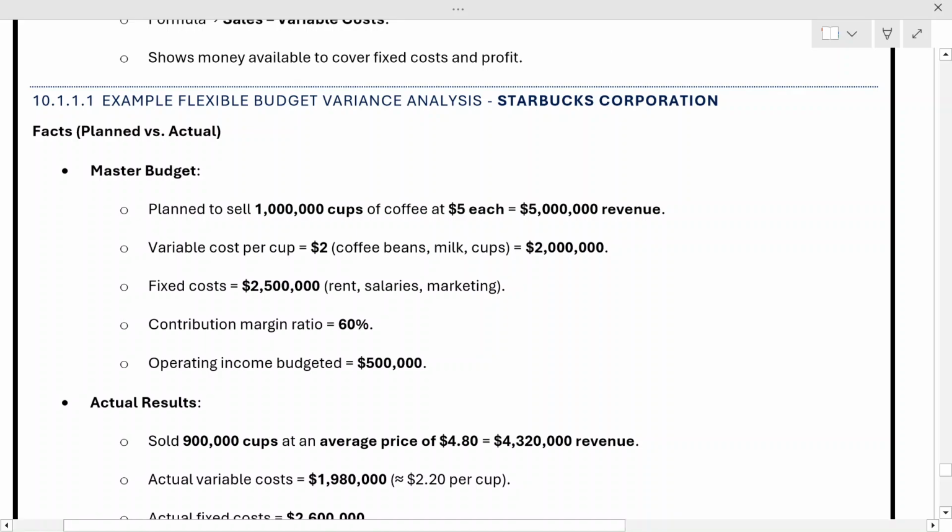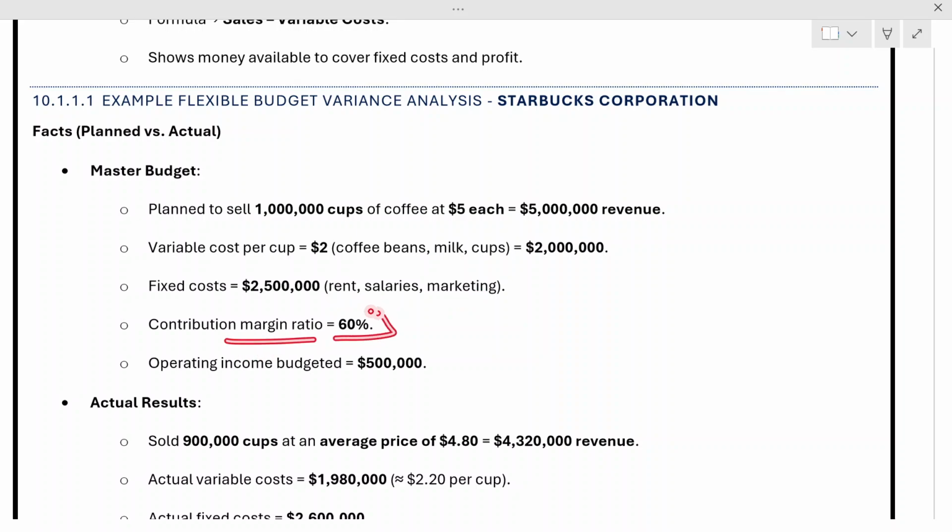Okay. So, now let us try to understand about flexible budget in an example of Starbucks Corporation. The company is planning to sell 1 million cups of coffee at a price of $5 each, making it $5 million in revenue. The variable cost per cup is $2, having the coffee beans, milk and cups, so making it $2 million. The fixed cost for the company is $2,500,000, like rent, salaries, marketing and other expenses.